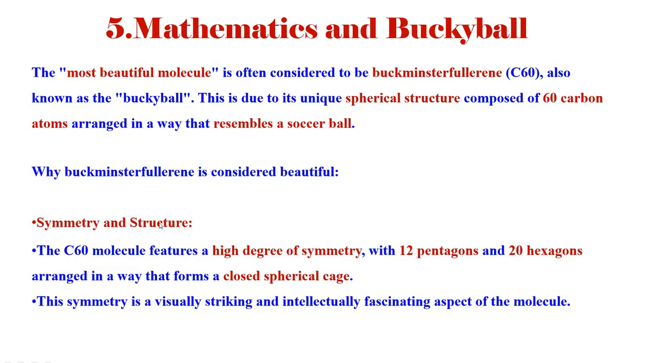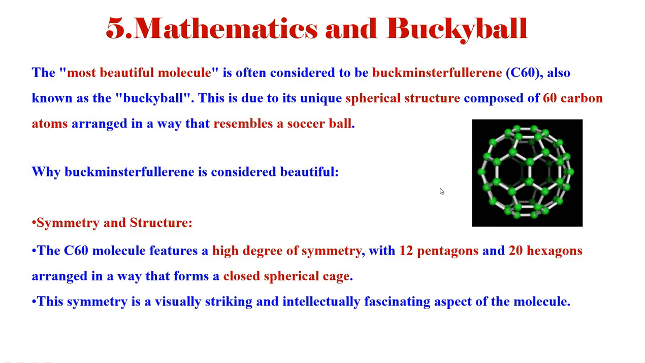Because of its symmetry and structure, it is considered very beautiful. The C60 molecule features a high degree of symmetry with 12 pentagons and 20 hexagons arranged in a way that forms a closed spherical cage. So it is like this. You have that buckyball. This symmetry is a visually striking and intellectually fascinating aspect of the molecule. So you can study about this buckyball.